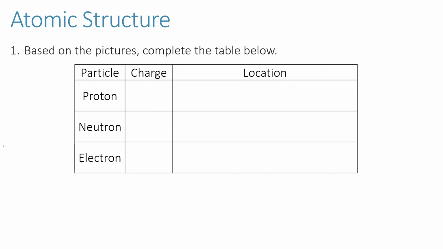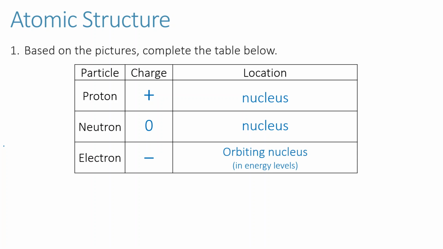So protons. Protons have a positive charge and they are located in the nucleus. Neutrons are neutral, or they have no charge, and they are also located in the nucleus. The electrons are negatively charged and they are orbiting the nucleus, and those rings are showing the energy levels. So those electrons are orbiting the nucleus within specific energy levels.